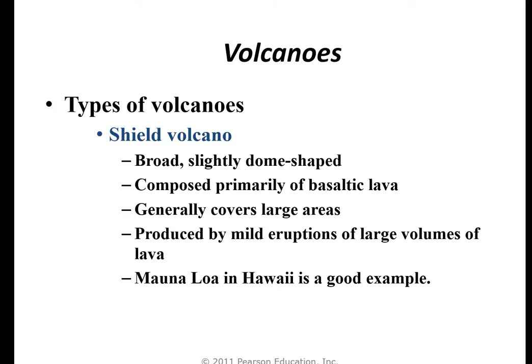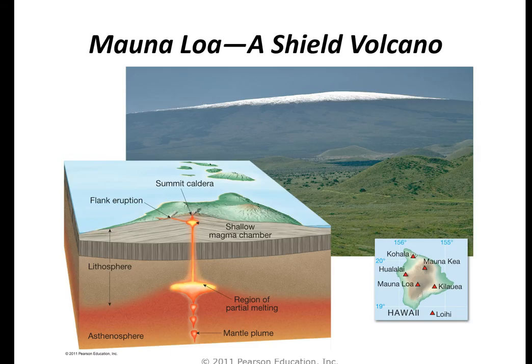Now let's go into the different types of volcanoes. One is called the shield volcano, which is a very broad, slightly dome-shaped volcano, mostly lava rocks, basaltic from inside the earth. Usually covers a large area and is produced by mild eruptions of lots of lava. Mauna Loa in Hawaii is a very good example of this. And so here we see that volcano in Hawaii, and you see the snow cap on the top of it, probably 15,000 feet tall. It's Mauna Loa.